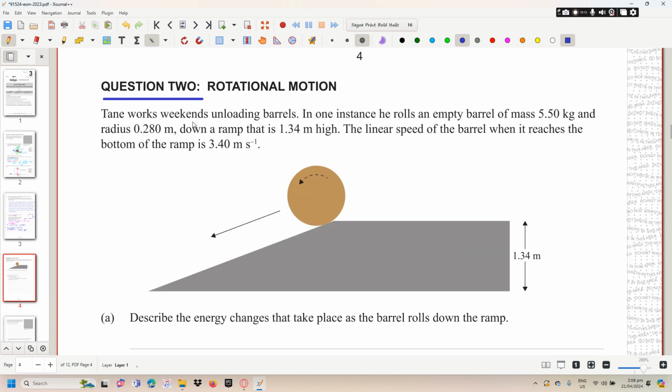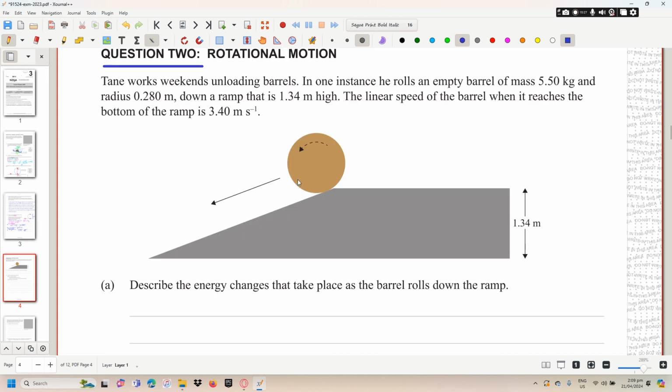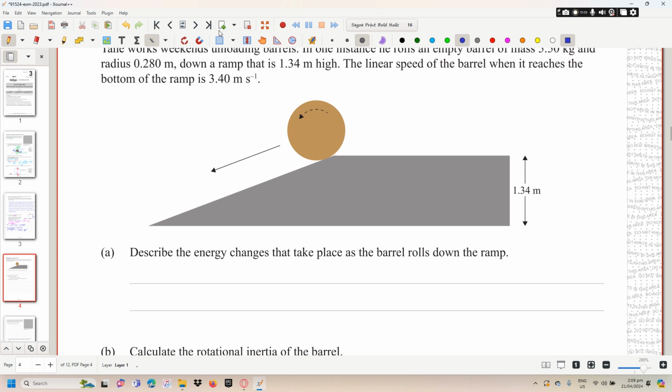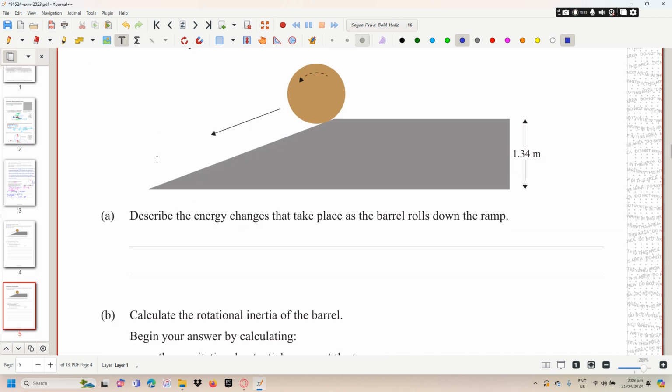Tane works weekends unloading barrels. Another energy question. In one instance, he rolls an empty barrel of mass 5.5 kg and radius 0.28 on a ramp that is 1.34 meters high. The linear speed of the barrel when it reaches the bottom of the ramp is 3.4 meters per second. Describe the energy changes that take place as the barrel rolls down the ramp.